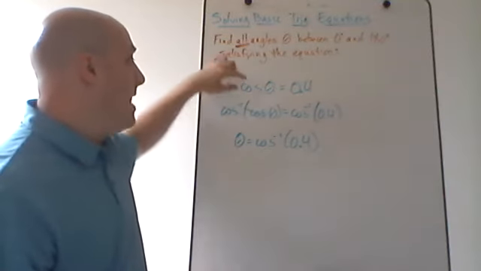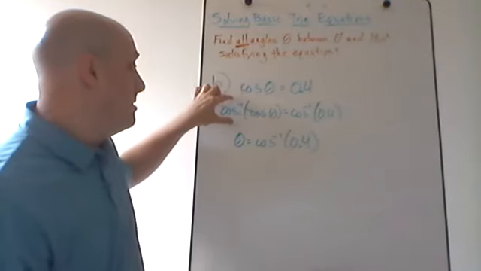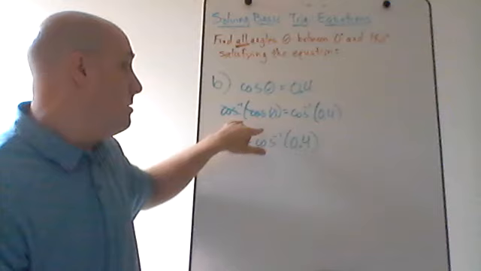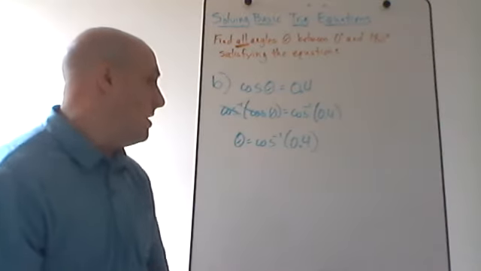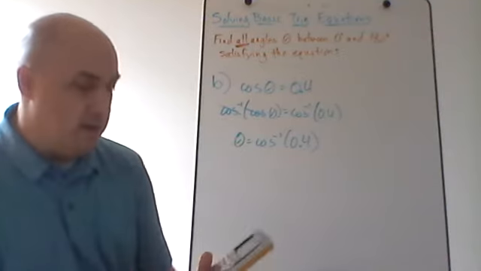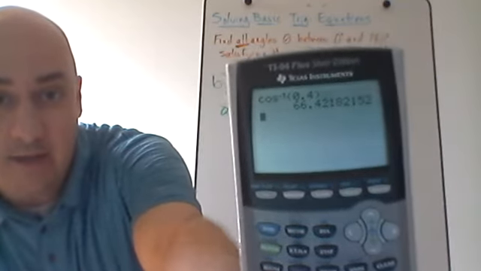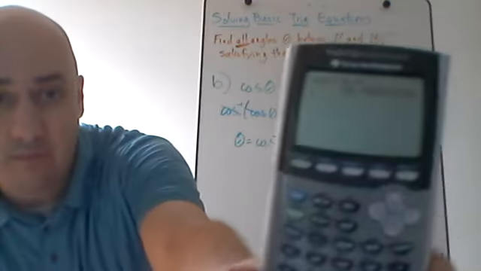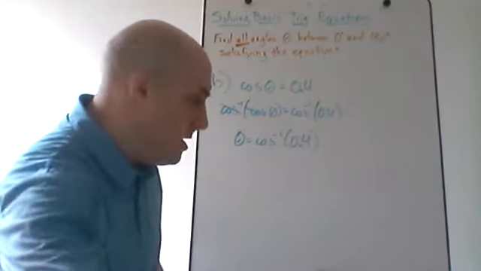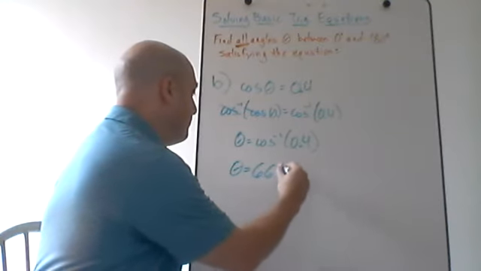I need to solve for theta, which means I need to cancel out the cosine, which means I do cosine inverse on both sides of the equation. On the left side over here, the cosine inverse cancels out the cosine, so I get theta equals cosine inverse of 0.4. Then I can go to my calculator and type in cosine inverse of 0.4, and I get 66.4 approximately. So my theta value, when I solve this equation, theta equals 66.4 degrees.